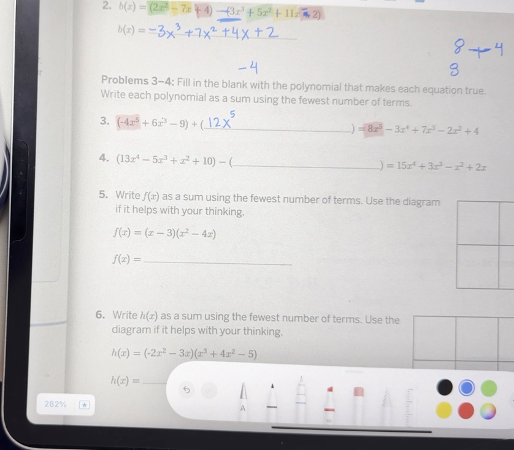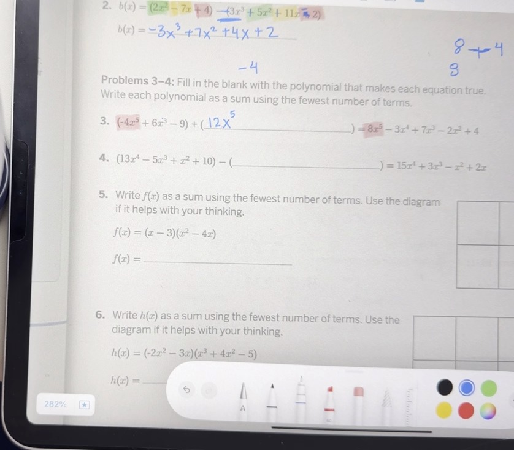Okay? Oh wait, first, so I thought you meant like what do you have to add or subtract to negative 4x to the 5th to get 8x to the 5th? Exactly. So negative 4x to the 5th plus 12x to the 5th becomes 8x to the 5th.